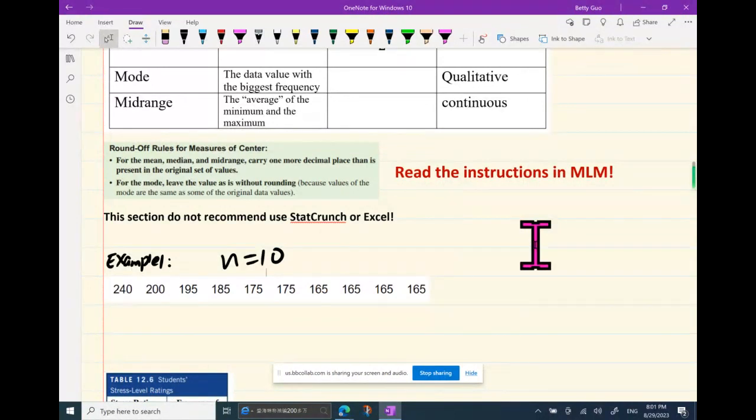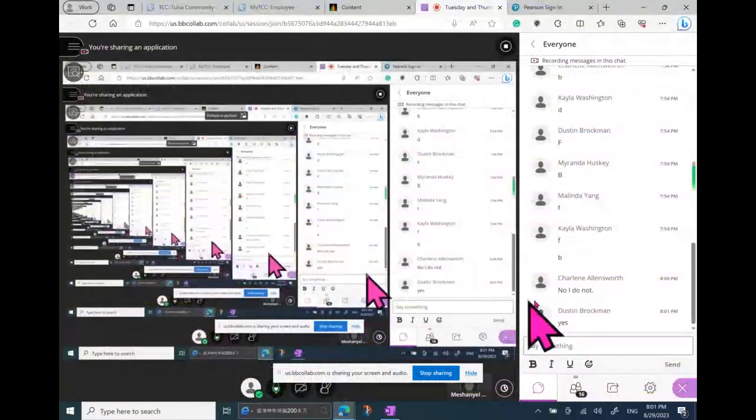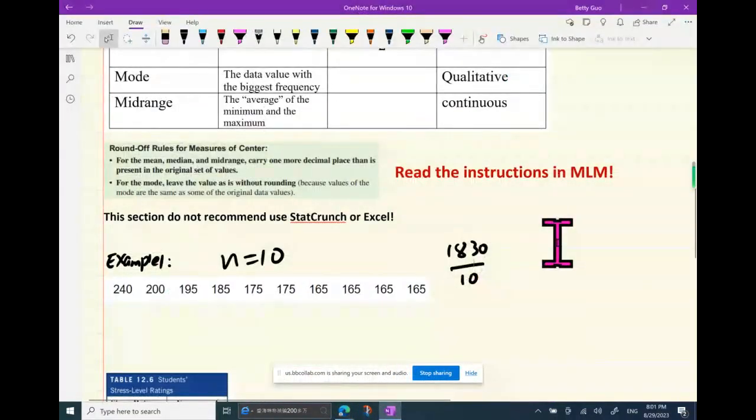Add them up. Tell me what is the sum. Is it 1830? Do we agree, guys? I did not check yet. I need to find my calculator first. Okay. Do you guys agree? Let's see. Dustin has the same thing. I would say this is correct, right?